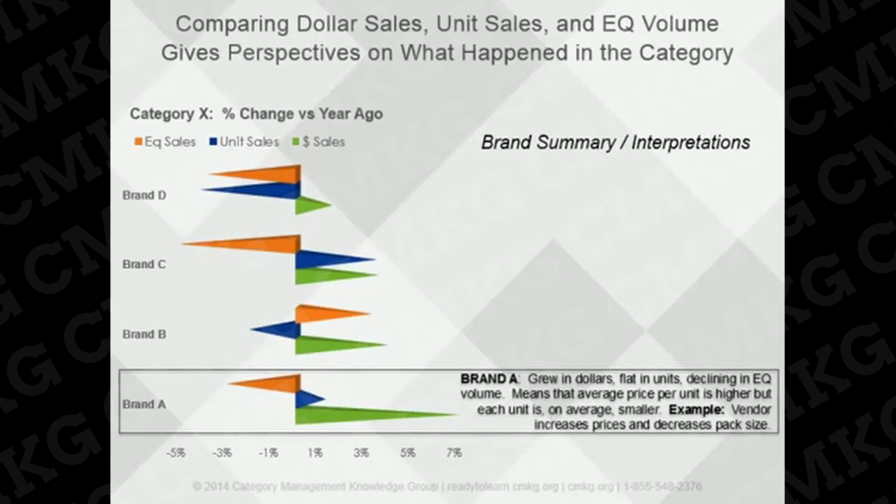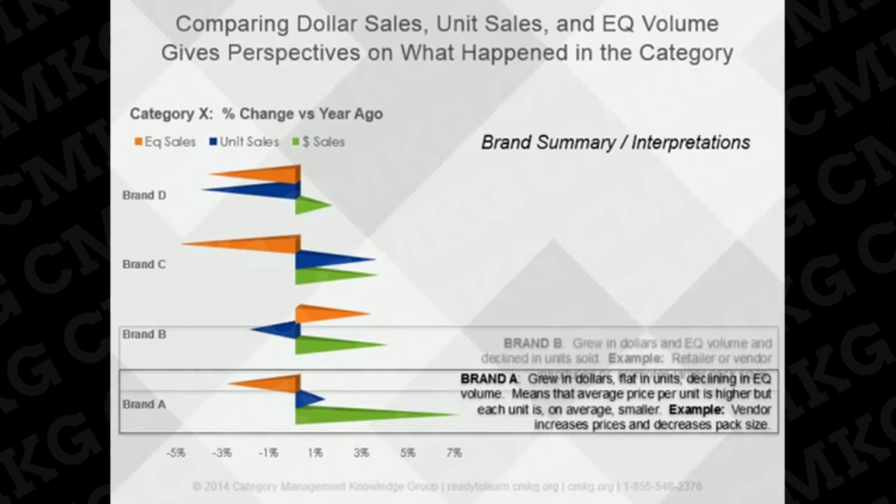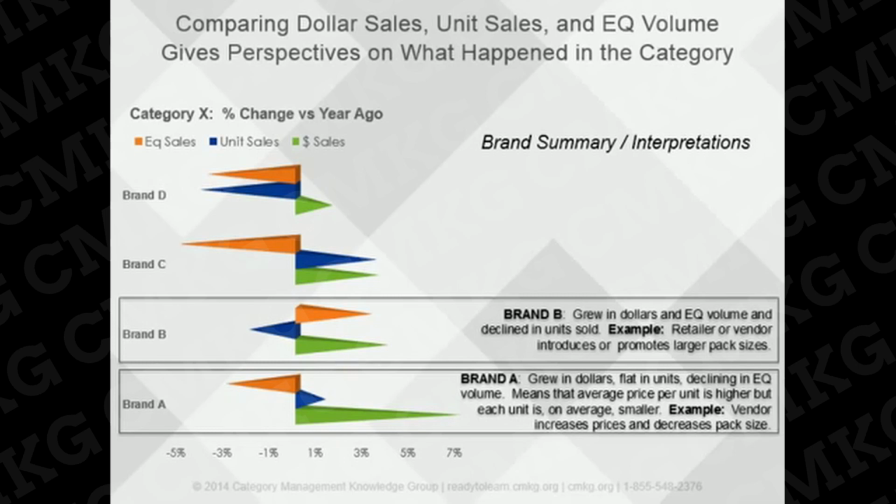An example of this is when vendors experience higher transportation and raw materials costs, and in an effort to maintain profit margins, they increase their prices and decrease the size of their packages. Brand B is growing in dollar sales and equivalized volume, with fewer units sold. This can happen when retailers or vendors introduce or promote larger pack sizes.